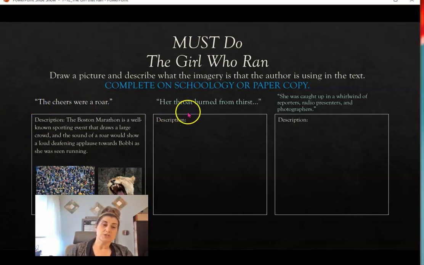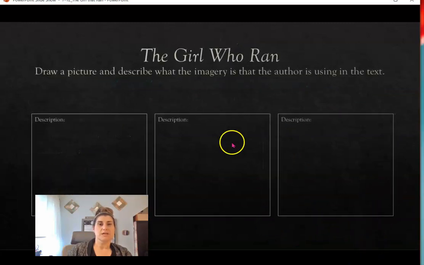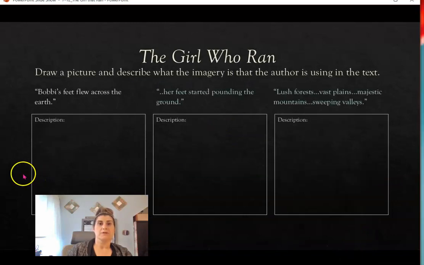So what you're going to do is you have 2 more on this page. Her throat burned from thirst. And this one says, she was caught up in a whirlwind of reporters, radio presenters, and photographers. You are going to complete these on your own or in a small group. You may work with a partner. And then you have 3 more. These are the last 3 to complete.